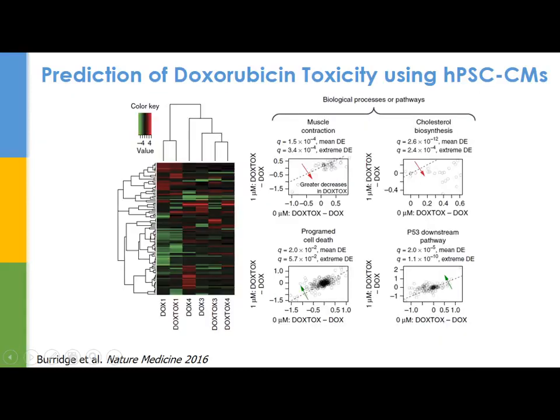When they zoomed into the molecular level, they identified that in the DOX-TOX group there was downregulation of biological processes such as muscle contraction and cholesterol biosynthesis, and upregulation of programmed cell death and P53 downstream pathways.